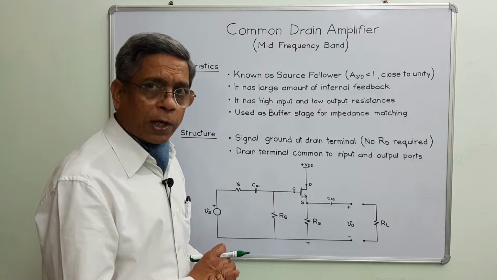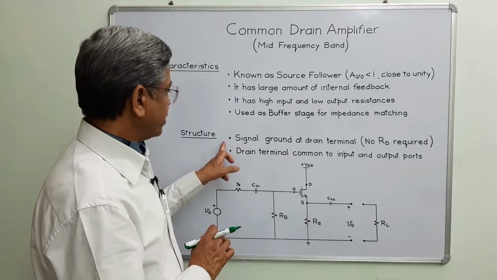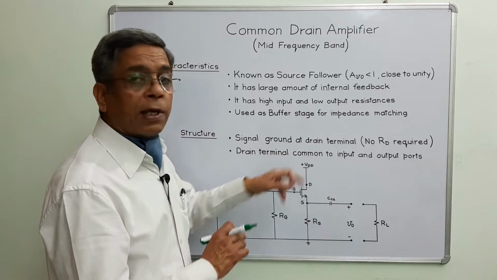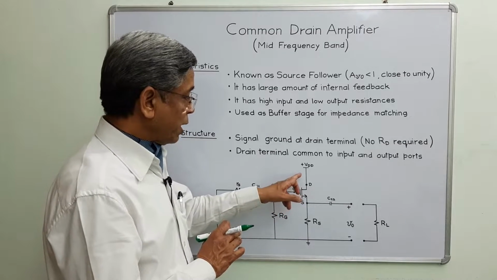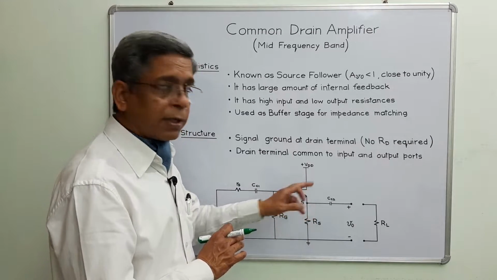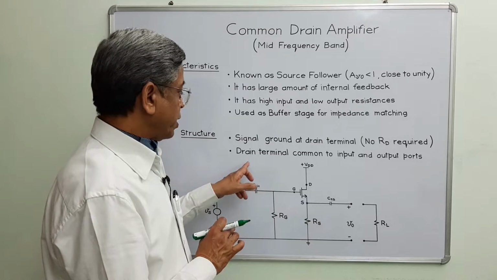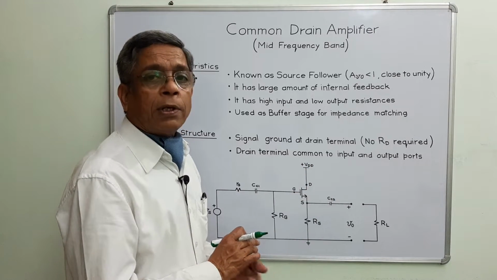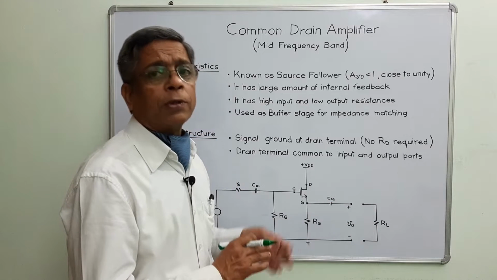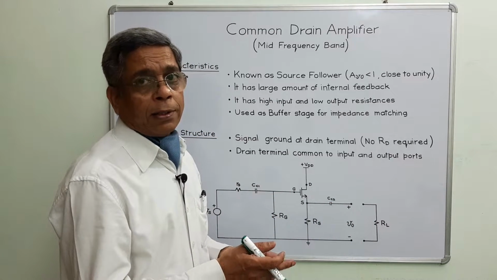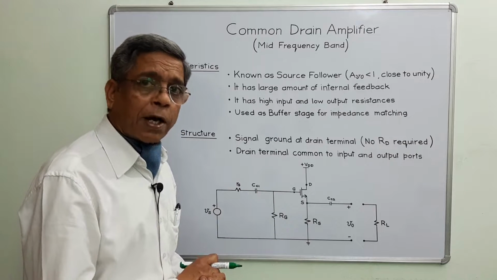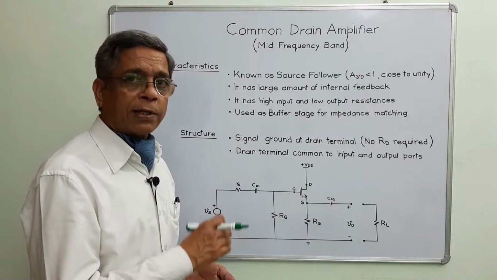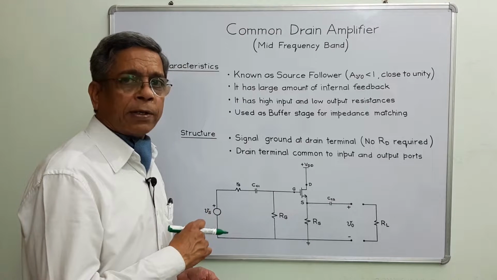There are two important points in this diagram. The very first one is signal ground is achieved at the drain terminal. That's why we are not using any resistor connected with the drain terminal. Second point, the drain terminal is common to input and output ports because this is called common drain amplifier. On the next page, I will explain how to draw a small signal equivalent circuit for common drain amplifier.